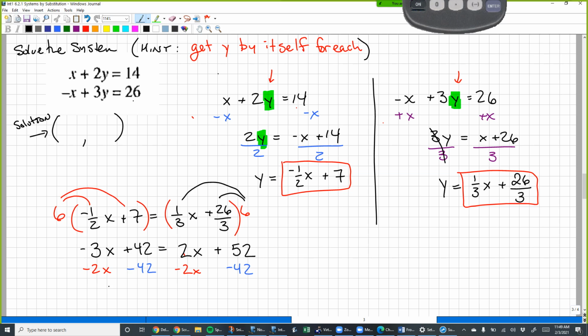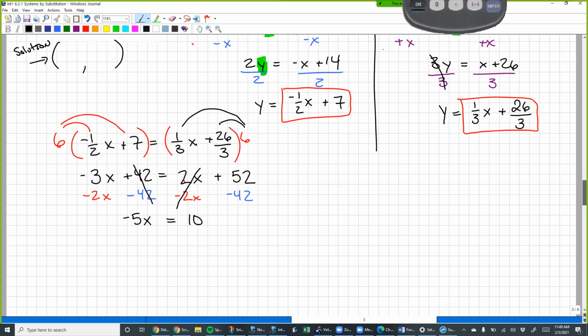And now I have this goes away, negative 5x is equal to positive 10. I divide both sides by negative 5, and I get x is equal to negative 2. That's one part of my solution. Remember, that's the x part of my solution. What do I have to do to try and solve for the y part? Well, I got to plug it into one of the equations.